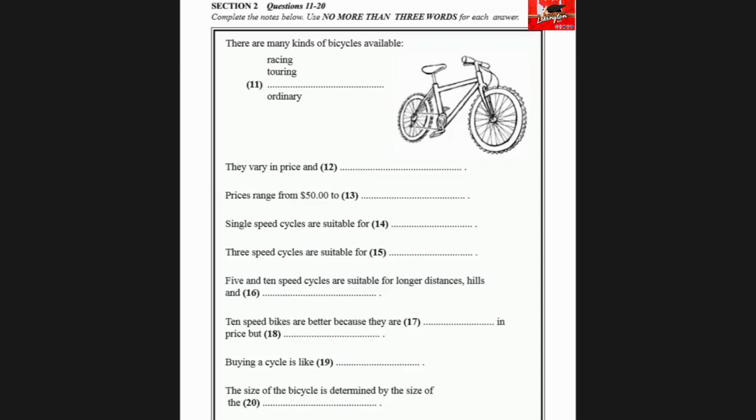Now the next thing we need to look at is size. Buying a cycle is like buying clothes. First of all, you find the right size, and then you try it on to see if it fits. Contrary to what you might imagine, the size of the cycle is not determined by the size of the wheels, except in children's cycles, but by the size of the frame. So you'll need to measure the length of your legs and arms to get a frame that is the right size for you. Well, that's all from Helpful Hints for today.